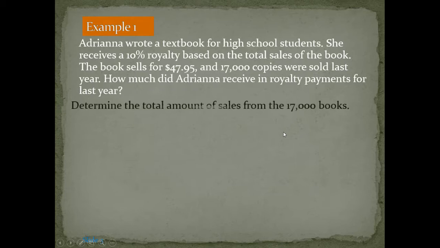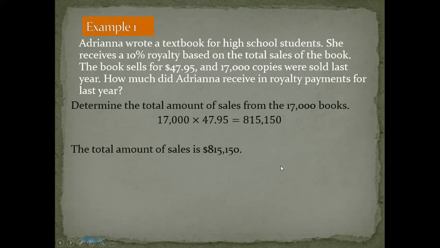Our first thing is to determine the total amount of sales from the 17,000 books. In order to do that, we need to multiply the 17,000 books that she sold by the price of the book, $47.95. So we get 815,150. That's the total amount of sales that she actually earned for those 17,000 copies.